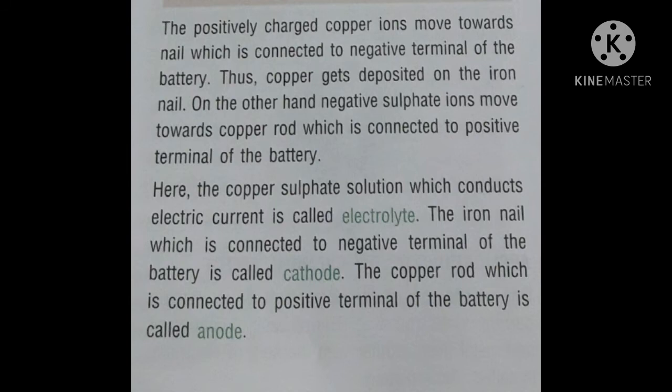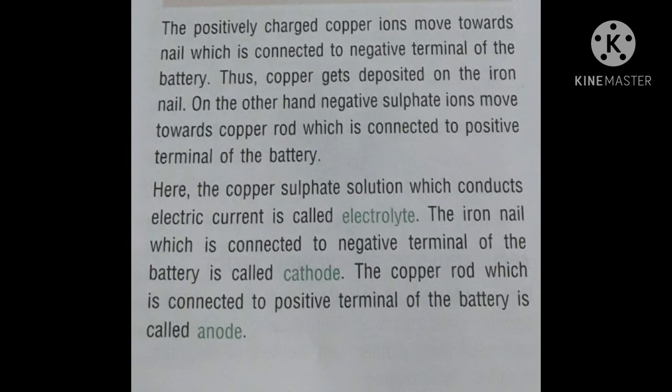Here, the copper sulfate solution, which conducts electric current, acts as the electrolyte. The iron nail, which is connected to the negative terminal of the battery, is called the cathode. The copper rod, which is connected to the positive terminal of the battery, is called the anode.